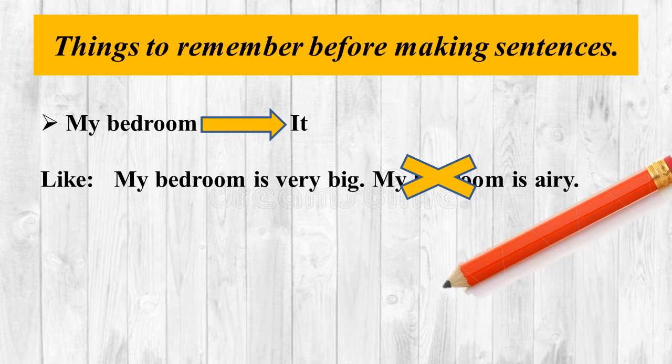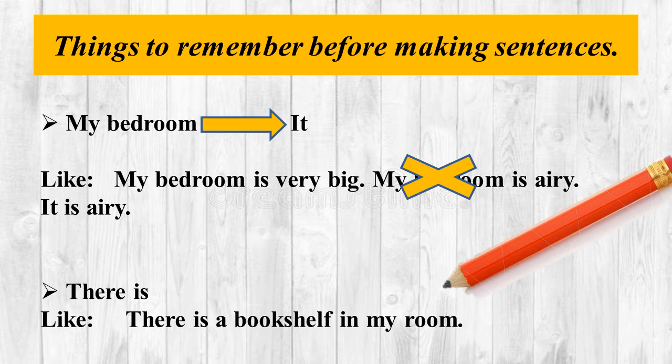No, instead of my bedroom, again and again, you will use it. It is airy. Okay. We also use when we are writing the paragraph there is. It means मेरे रूम में है. There is a bookshelf in my room. मेरे रूम में एक bookshelf है. So remember these things.